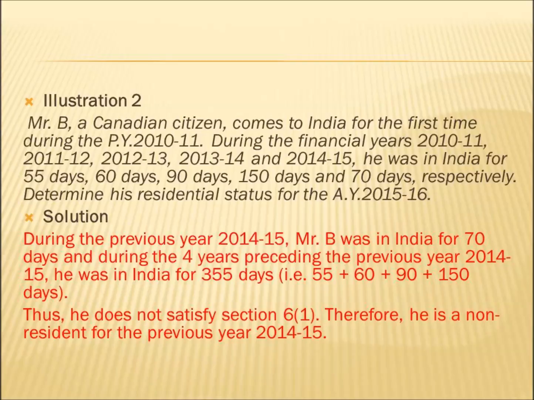And since the second condition remains unfulfilled, he will be regarded as a non-resident for the previous year 14-15. So the question ends here only. Since he is not a resident, the further determination of ordinarily and not ordinarily does not come into question. So the conclusion in this question is that, since he does not satisfy any of the conditions given under section 6(1) of being a resident of India, therefore he is a non-resident for the year 14-15.